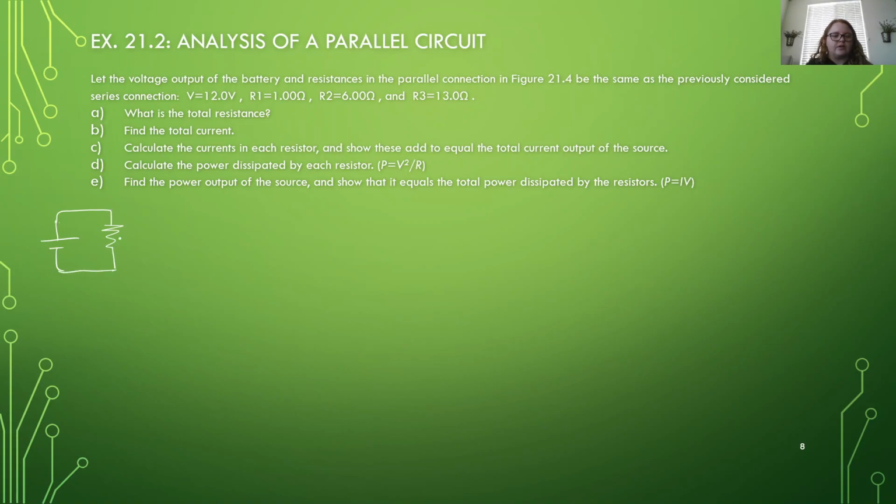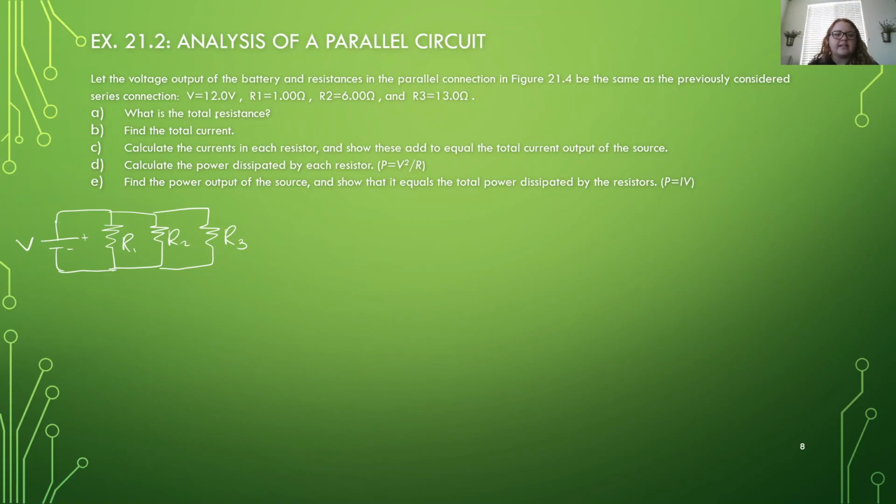Okay, so that's R1. Then we have R2. Oops, I missed the resistor there. Looking at 3 resistors in parallel, R3. Okay, positive, negative, and that's our voltage.